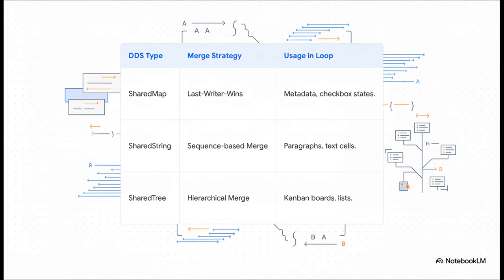Now, developers don't have to build all this complex merge logic from the ground up, which is great. Instead, they use these pre-built components called distributed data structures, or DDSs. Just think of them as smart building blocks that already know how to resolve conflicts. For example, a shared string knows how to merge text edits from two people at once, while a shared tree knows how to reorder items in a checklist without causing chaos.